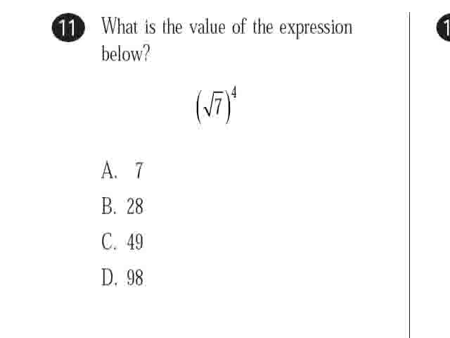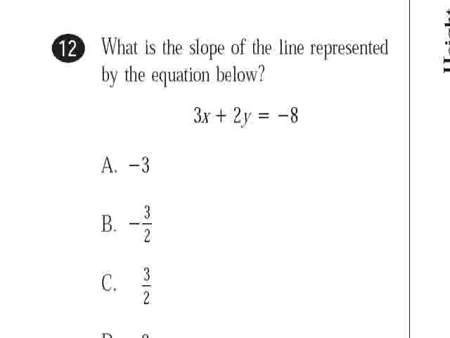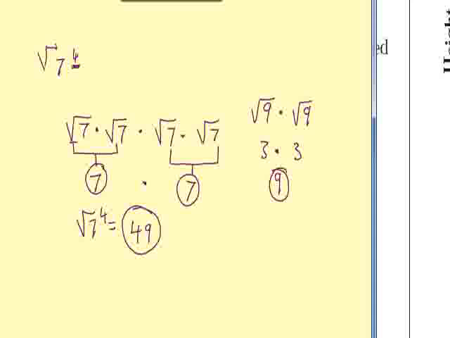Let's look at the next one. Number 12. What is the slope of the line represented by the equation below? So this would be pretty easy if that equation was in the form of y equals mx plus b, or slope-intercept form, because that m would stand for the slope, but it's not. I can basically use algebra and manipulate this problem so that it looks like y equals mx plus b. So let's do that.